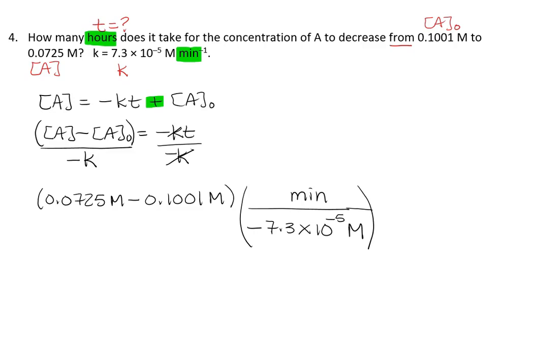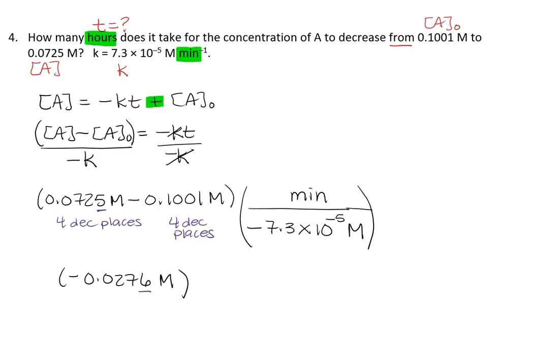We're going to take a look at how the sig figs should work out for that first subtraction. Because it's a subtraction, we count the number of decimal places. Our first value has 4 decimal places. Our second value also has 4 decimal places. And so when we do this math, 0.0725 minus 0.1001, we get negative 0.0276 molar, which comes out of the calculator, and it turns out that that is 4 decimal places.